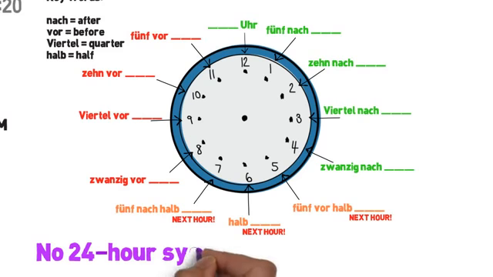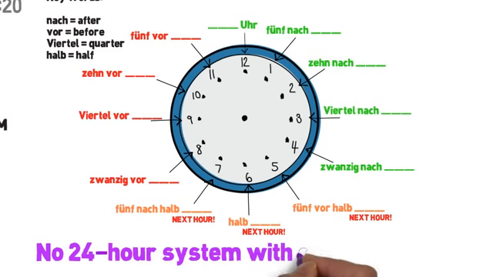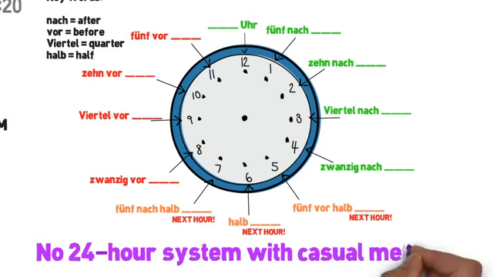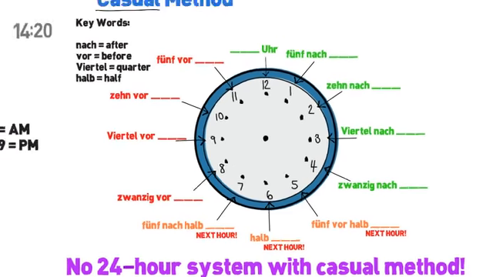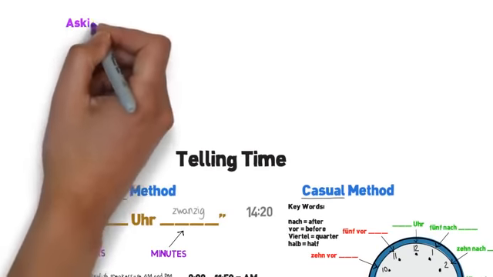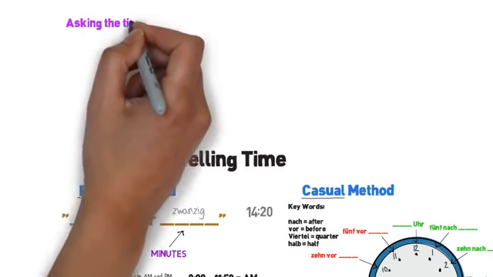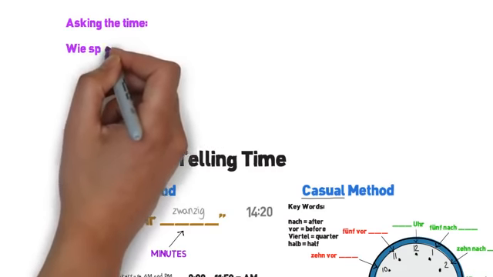It's worth mentioning that there is no 24-hour system with the casual method. You would never say something like Viertel nach 13 or 10 vor 22. If you're being casual, then you just use the numbers 1 to 12 for the hours, regardless of AM or PM. Chances are that context will help you anyway. You have German class at 1 in the afternoon, not 1 at night, and you're asleep at 4 AM, not 4 PM, I hope.